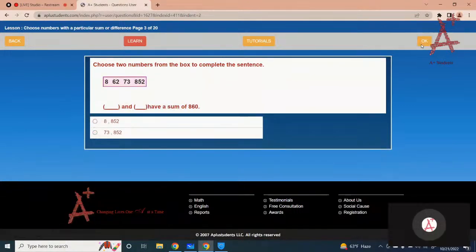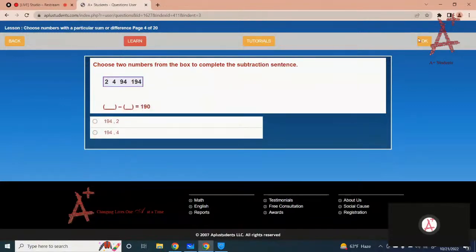Okay, the next one is which two numbers have the sum. Choose two numbers from the box to complete the sentence. That's also the one we did in the tutorial. 852 and 8 have the sum of 860. Got it?